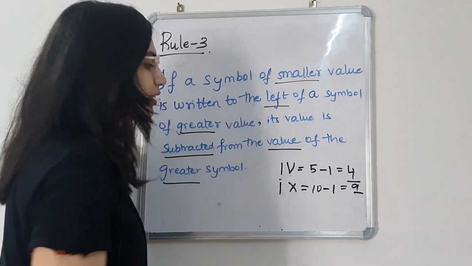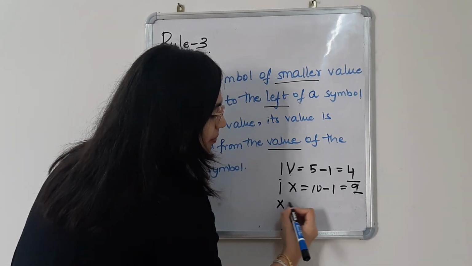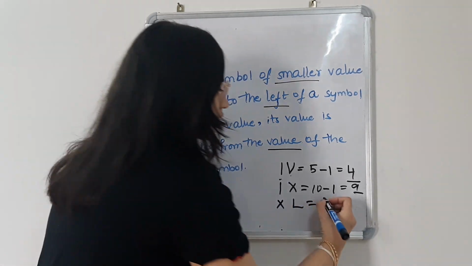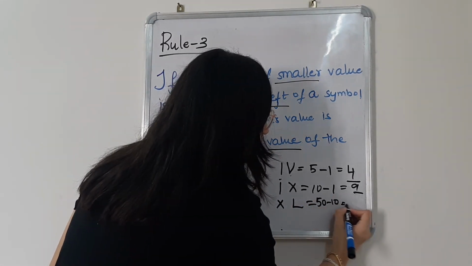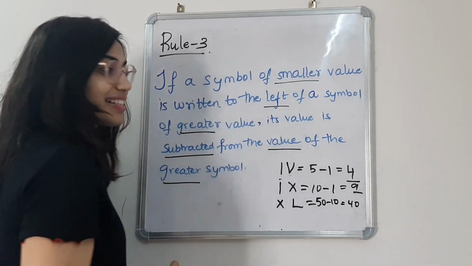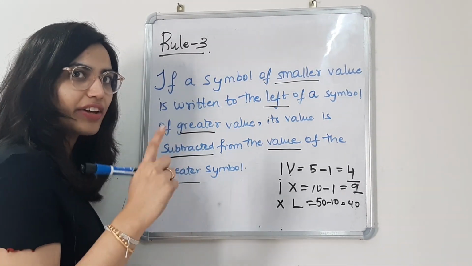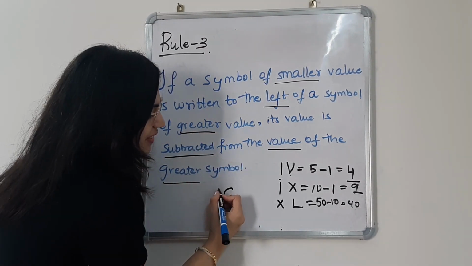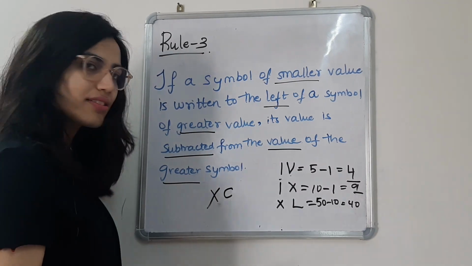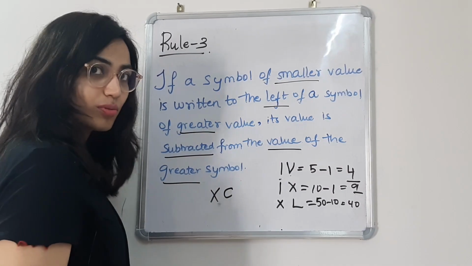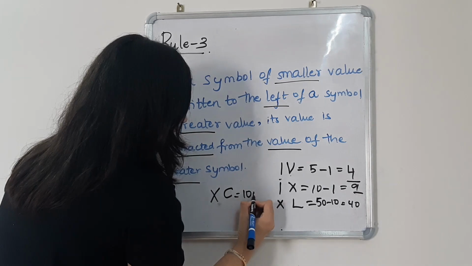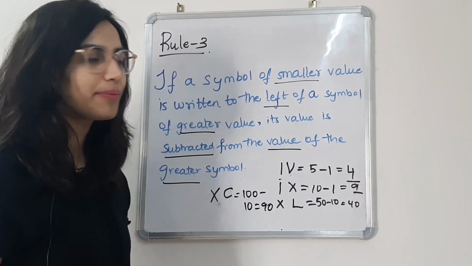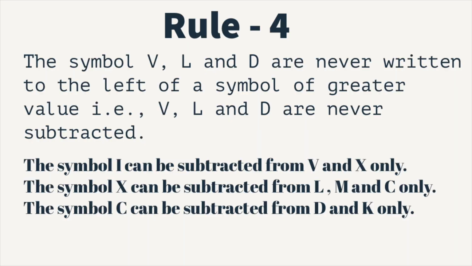Is this 9? Next, if I say, for example, this. Is this 10? This is 50. So 50 minus 10, 40. Okay, let's say how to write 90, because we have a bigger value, that is C, 100. Based on this rule, can we say this as XC? Why? Because 100 minus 10 is 90. Okay. So now let's see the fourth rule.